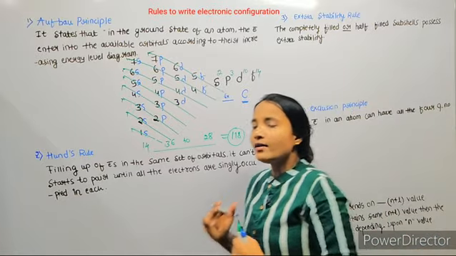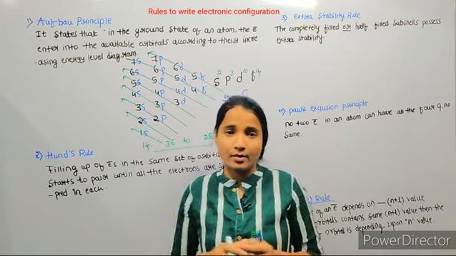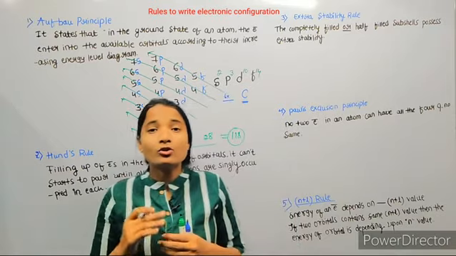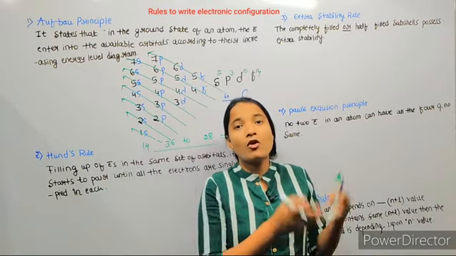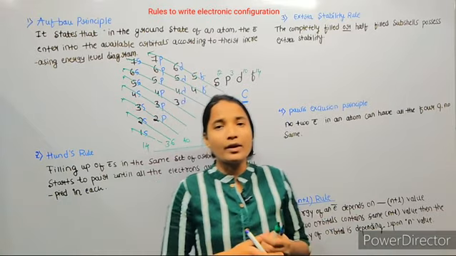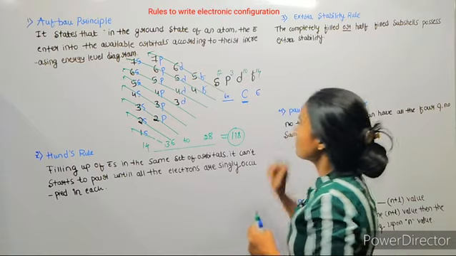atom. While writing the electronic configuration, we must know the atomic number. Dear students, try to remember at least the elements from 1 to 40 with their atomic numbers. Here, carbon's atomic number is 6.